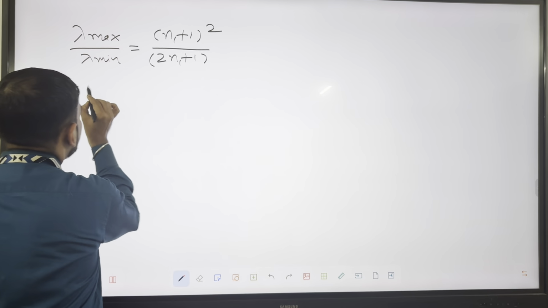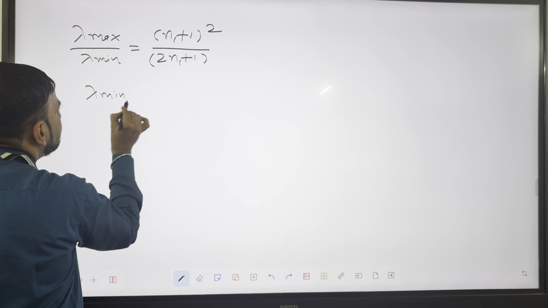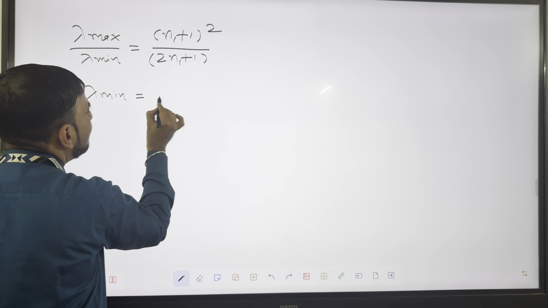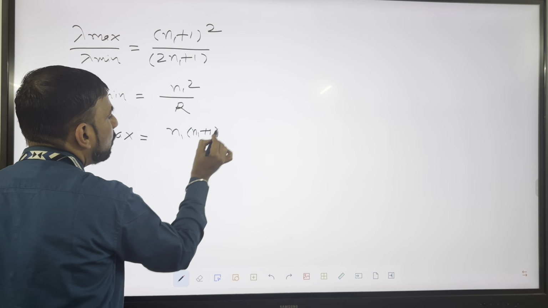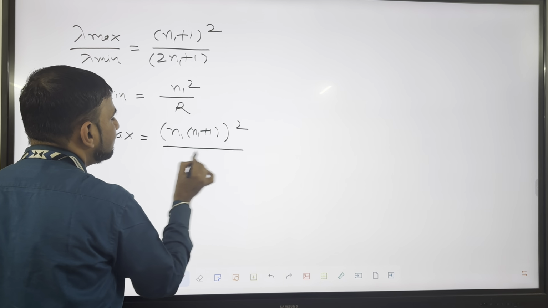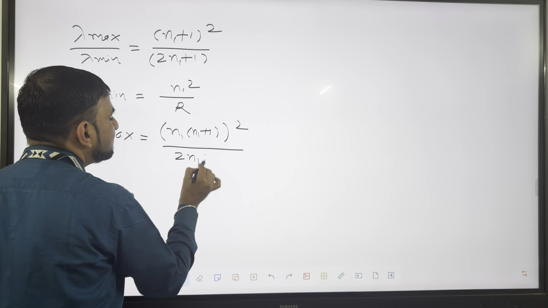Okay. Then for lambda minimum, what will be the formula? It will be n1 squared upon R, where R is the Rydberg's constant again. And finally, what is lambda max? Lambda max is equal to n1 into (n1 plus 1) whole squared upon (2n1 plus 1) into R. So this is the formula for lambda max. Again, I recommend you put the values of n1 and try to find out whether the values we have written in the table match with that or not. Isn't it very simple? So this is the formula that will help you a lot, right?